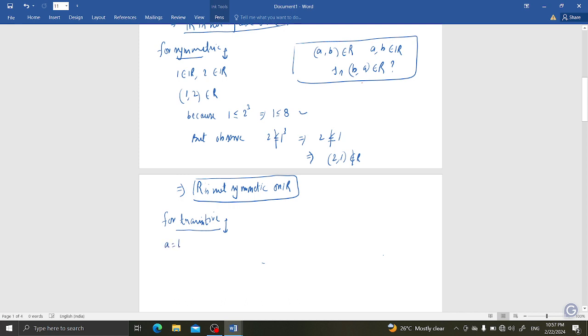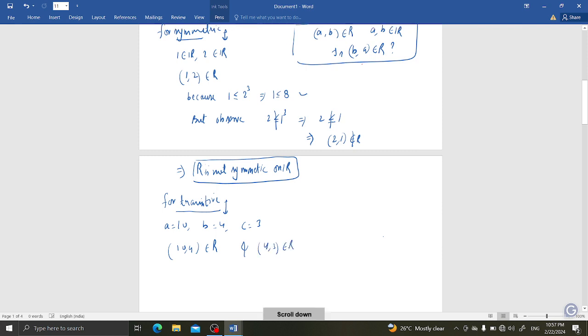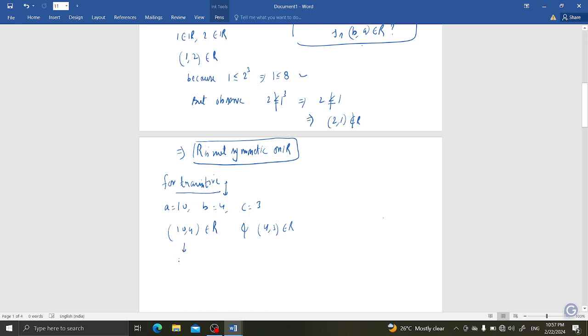Suppose A is 10, B is 4, and C is 3. Okay, so we observe that (10, 4) belongs to relation R, and (4, 3) also belongs to R. Why so? Because 10 is less than 4 squared, and here 4 is less than 3 squared.